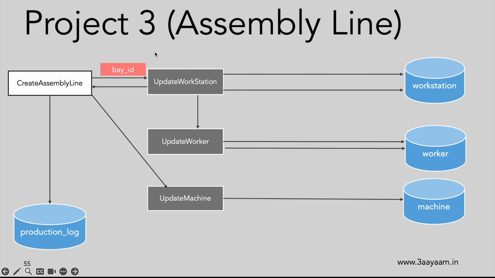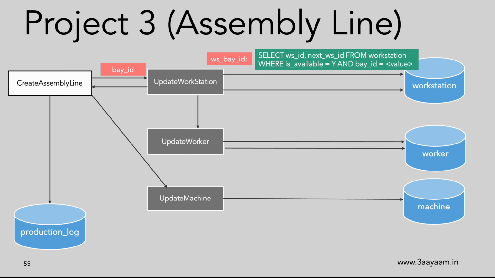So we'll pass that bay ID, and along with the bay ID, we'll call this update workstation API. And using this ws_bay_ID, we will select the workstation ID and its next workstation ID. These are the two columns in the workstation table. And here, we're trying to find the available workstation for this particular bay ID that has been passed by the assembly line creator, let's say. Once we get an available workstation ID, we'll use that workstation ID and call the API update worker with the workstation ID as the argument and its corresponding value.